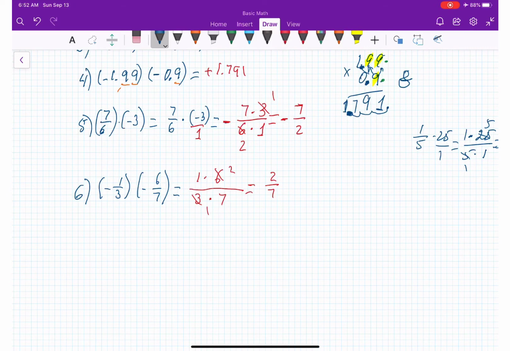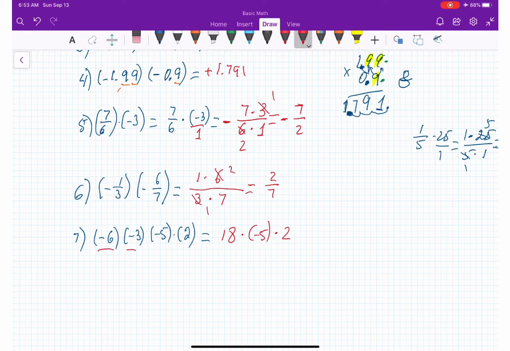Okay, moving to the next one, number 7. So we have -6 times -3 times -5 times 2. Okay, so let's do it. -6 times -3, it's going to be 18. So times -5 times 2. When it's positive, I don't have to put in parentheses, okay?